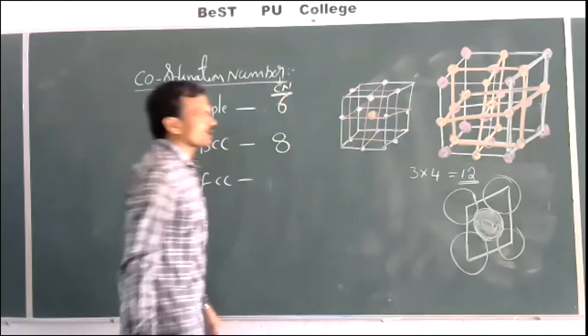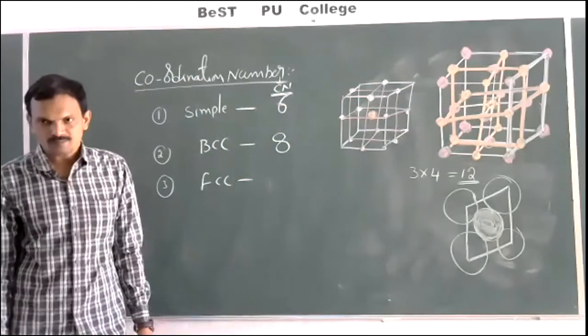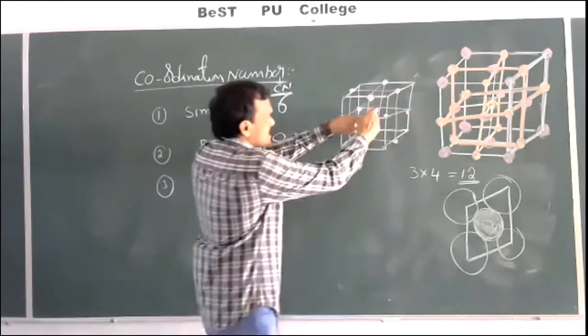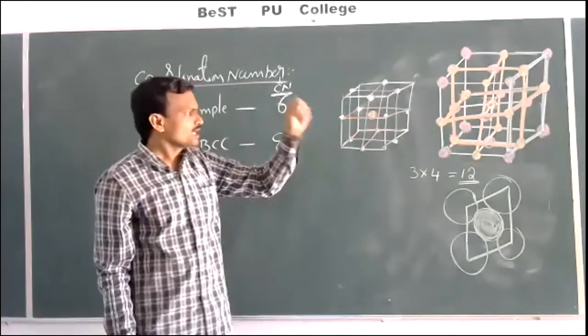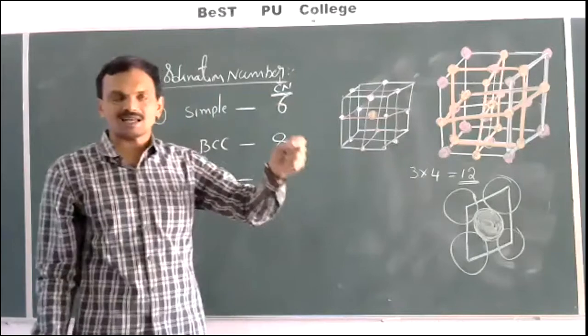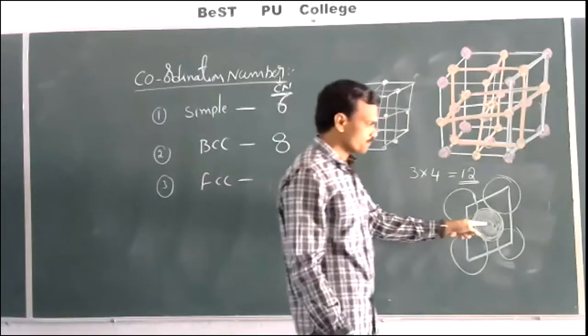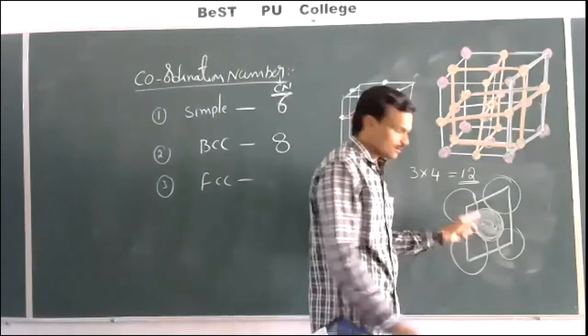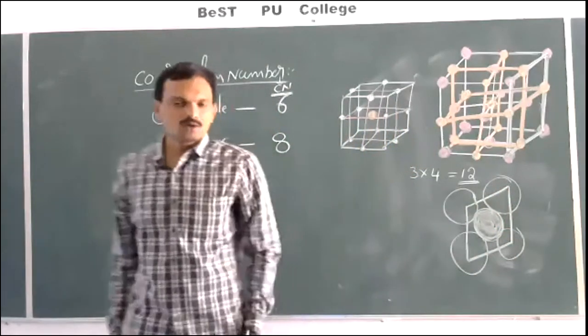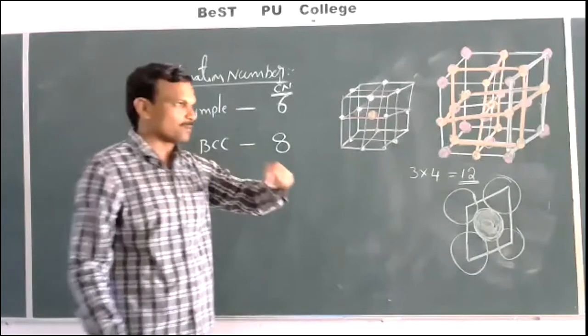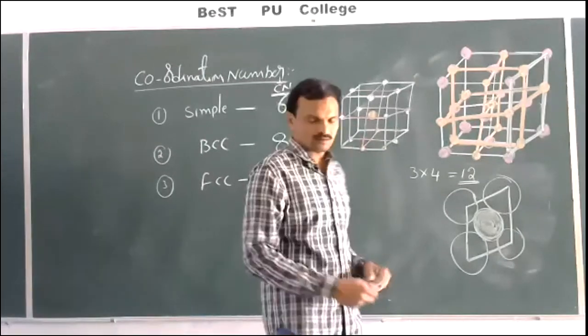In this plane it is in contact with 4 particles. So for each plane, this is the center of this plane, the center of the face. So if a particle is present at the center of the face, within that plane it is in contact with the 4 particles. Like that we should take 3 planes: xy plane, yz plane, and zx plane.